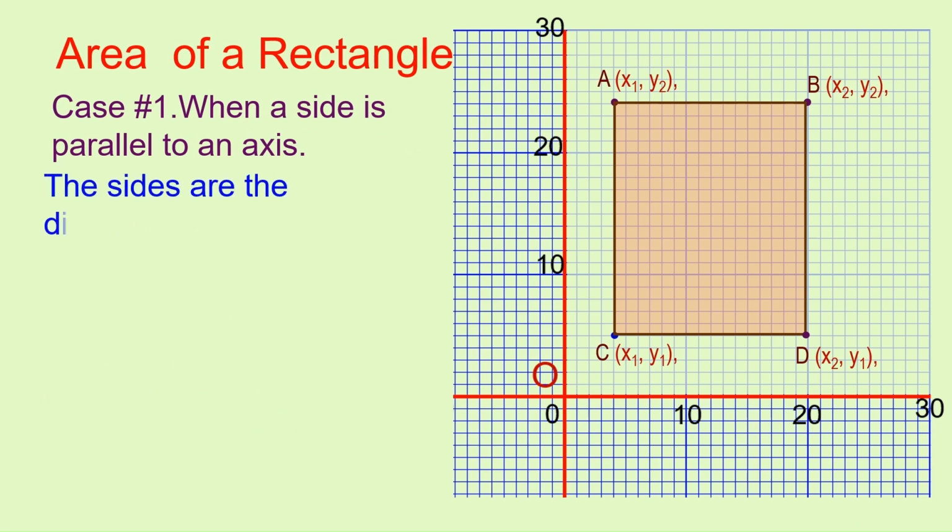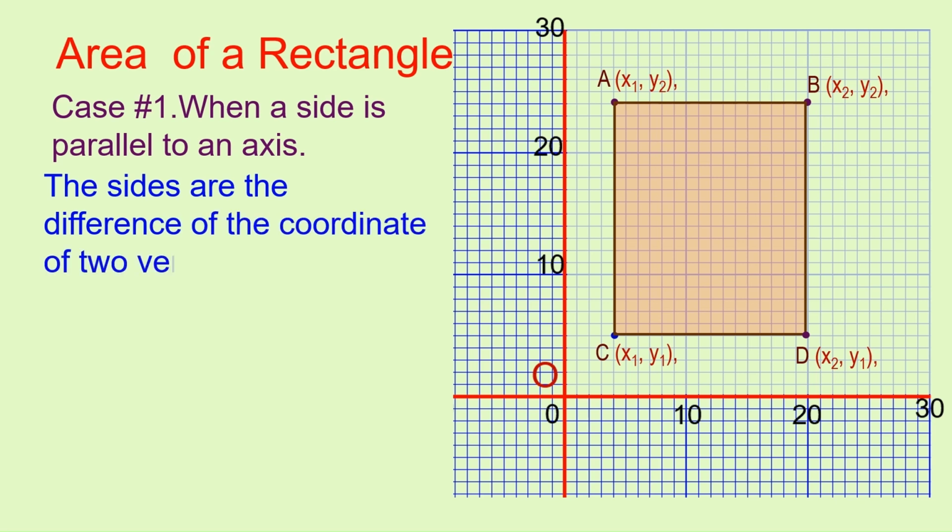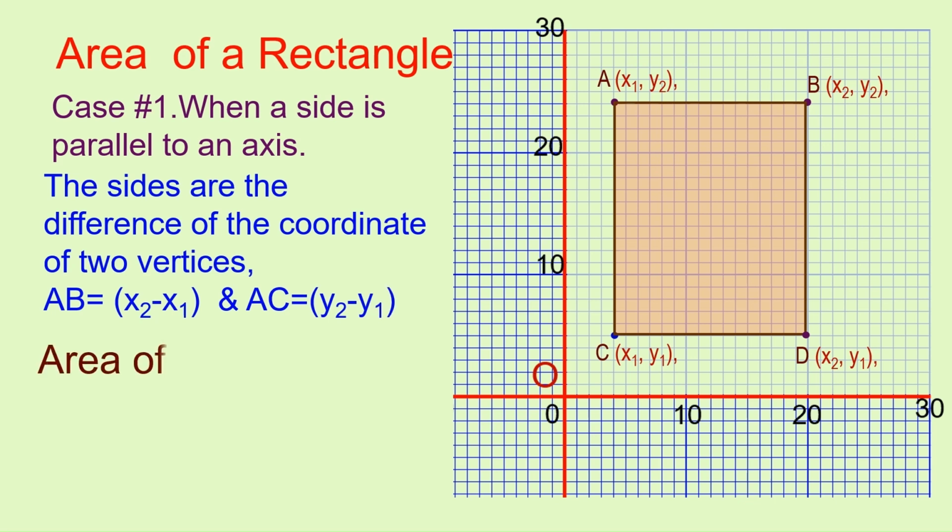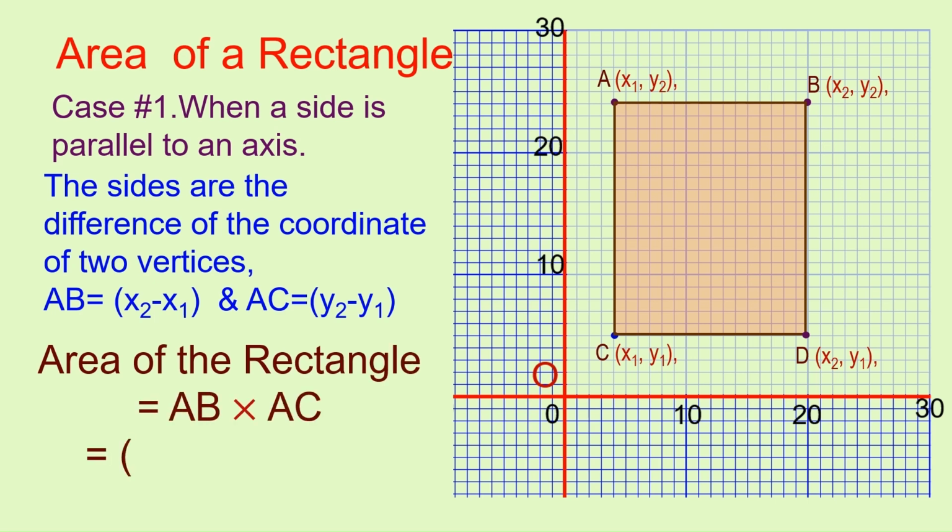The side of the rectangle is the difference of the coordinates of any two vertices. Side AB is x2 minus x1, and AC is y2 minus y1. Area of the rectangle equals length times breadth equals AB times AC equals x2 minus x1 times y2 minus y1.